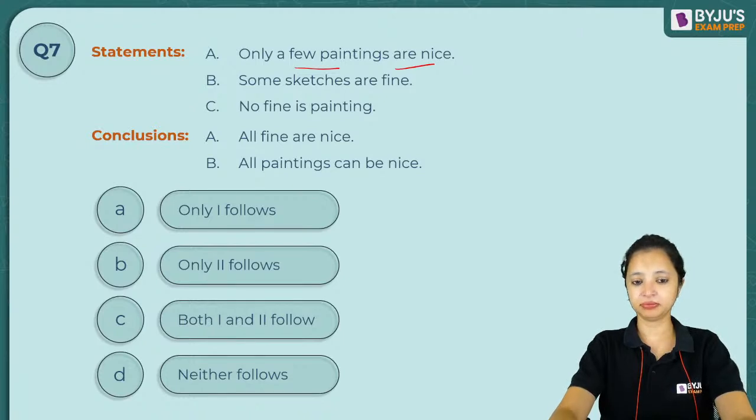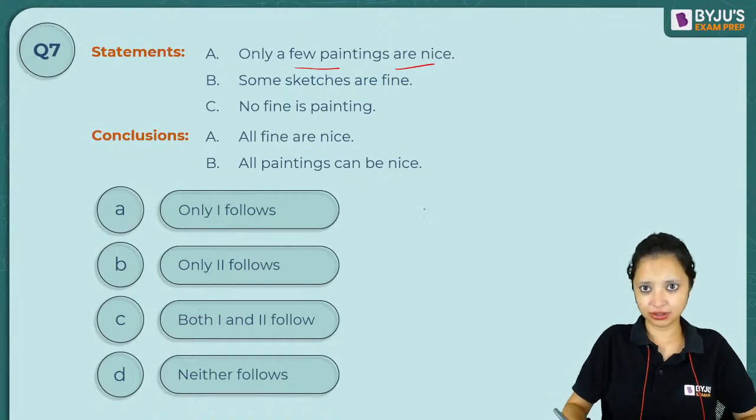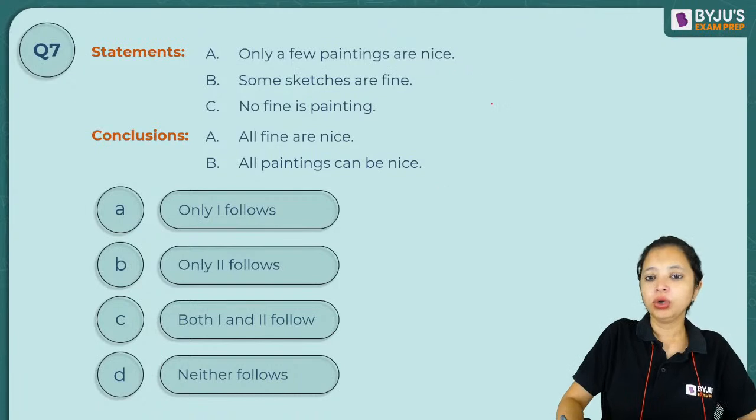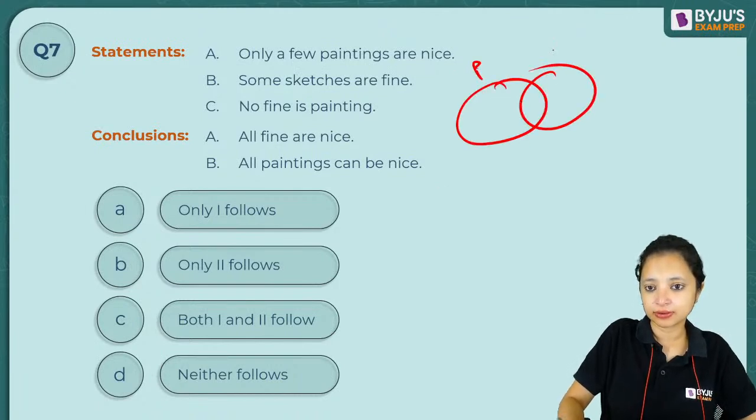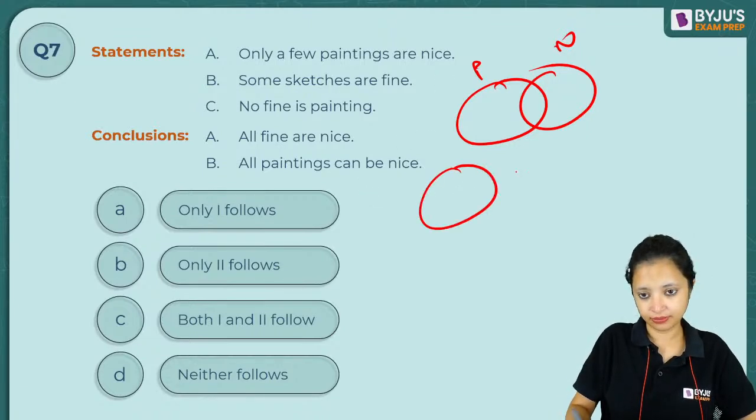Okay, B. All right. B. Believer says D. So does Muskan. No, Muskan says B. Okay. Yes. Okay. Let's have a look at the scenarios. Okay. Only a few paintings are nice. Okay. Some sketches are fine. Uh-oh. Okay. Some sketches are fine.